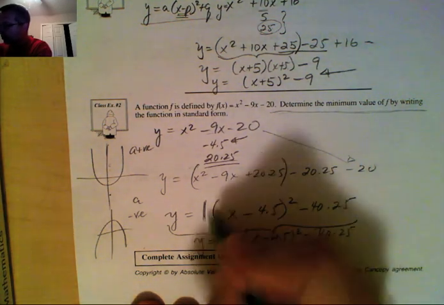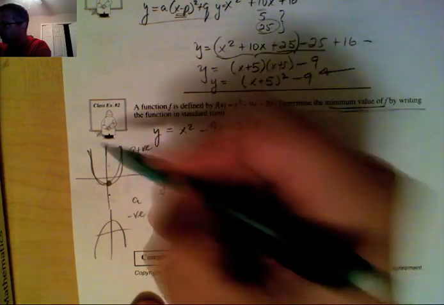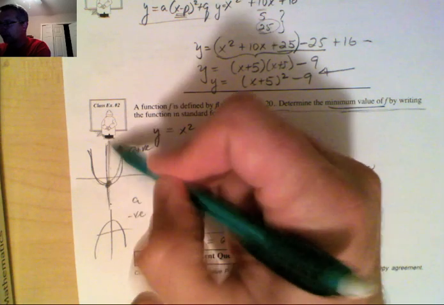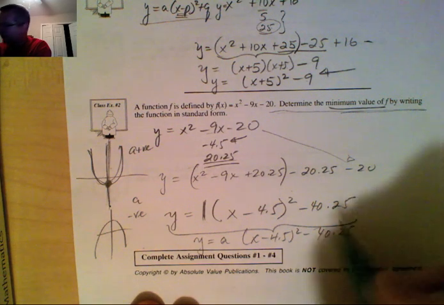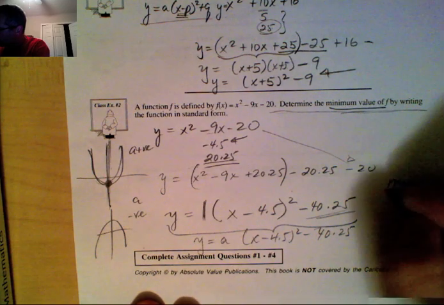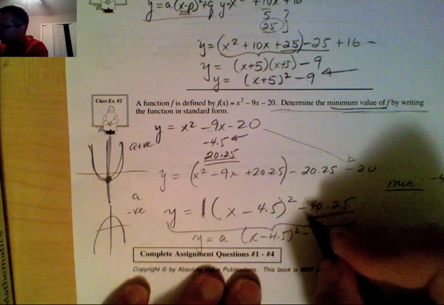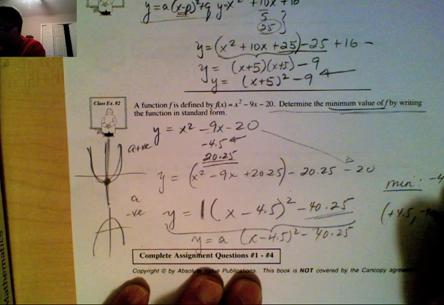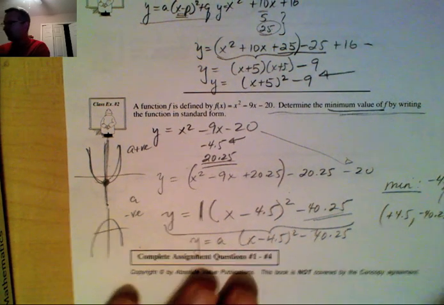then the graph opens down. So because a is 1, we've got a graph opening upwards, and it has a minimum value because our vertex is the lowest value on the graph. Now remember, minimum and maximum values relate to the y value. That minimum value is the minimum value at our vertex. So in this case, our minimum value is going to be negative 40.25 because our vertex in this case is 4.5 and negative 40.25.